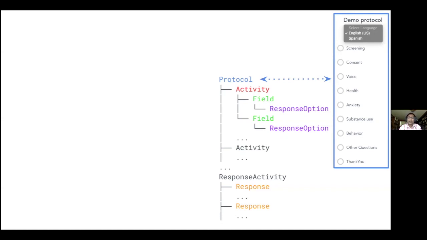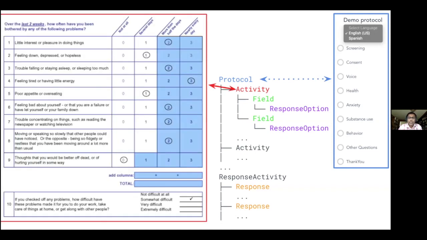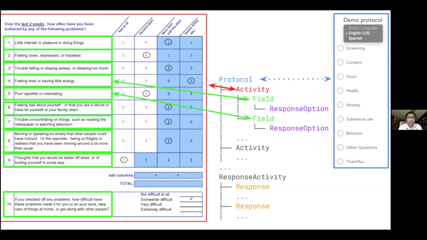It's a collection of activities where each activity could be something like that patient health questionnaire form. And within each activity, you have questions, and we call those fields in the schema. And each field may have different answers or possibilities for answers to it, and we call this a response option. So in this particular questionnaire, the PHQ-9, the response options are the same for every single question except the 10th one.